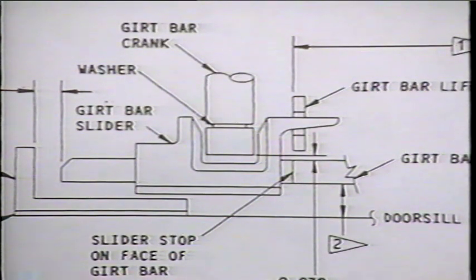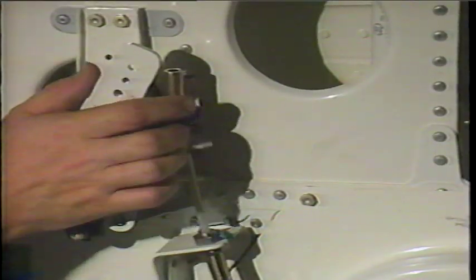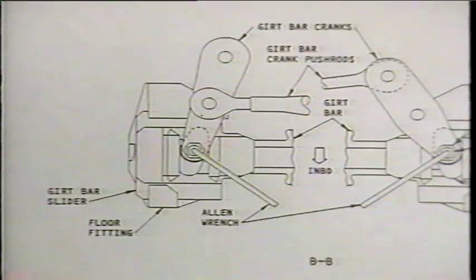The vertical setting of the cam on the girt bar crank is set by adding or subtracting shim washers. Refer to the maintenance manual for the required clearance. After adjustment, place the mode selector lever to engage. Position the girt bar crank in the engaged position. Align the cam on the slider and rotate the stud until it bottoms in the cam. Tighten the stud lock nut to 10 to 15 pound-inches while holding the stud in position with an Allen wrench.